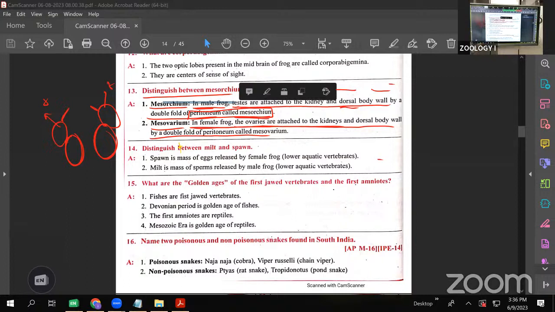Here, mesoovarium and mesorchium. Mesorchium is present in the male frog. Mesoovarium is present in the female frog.